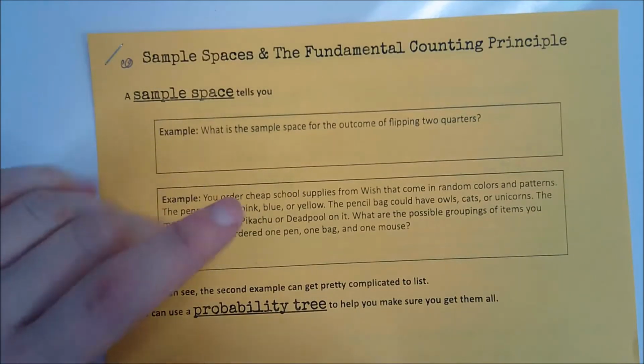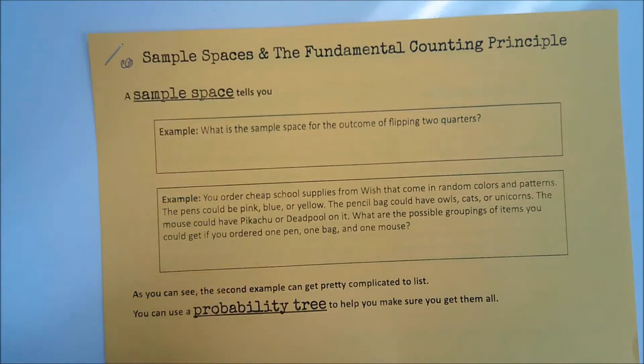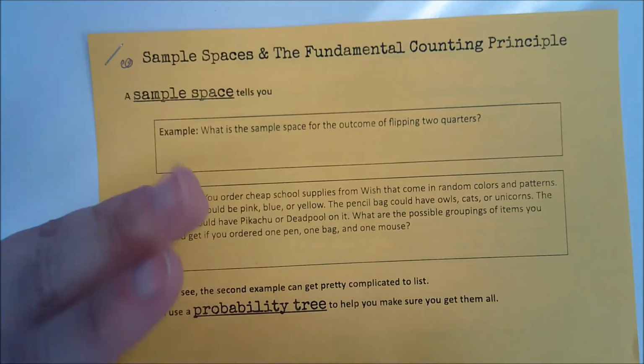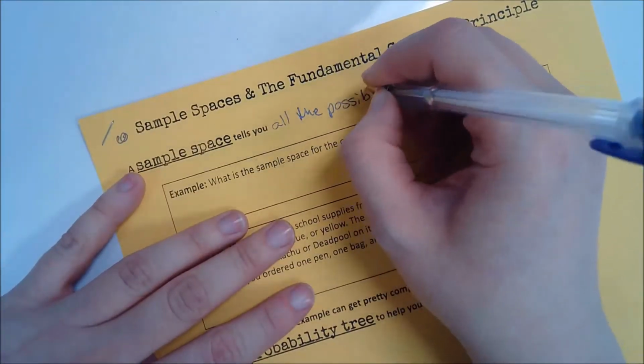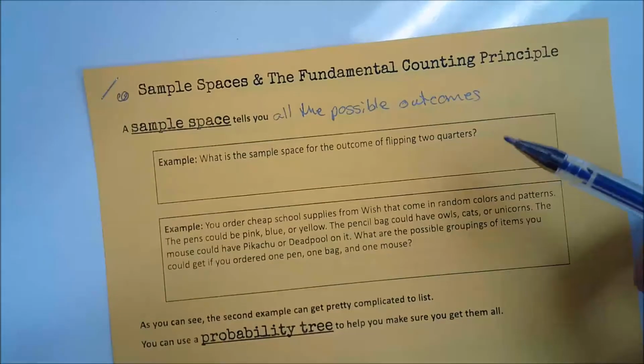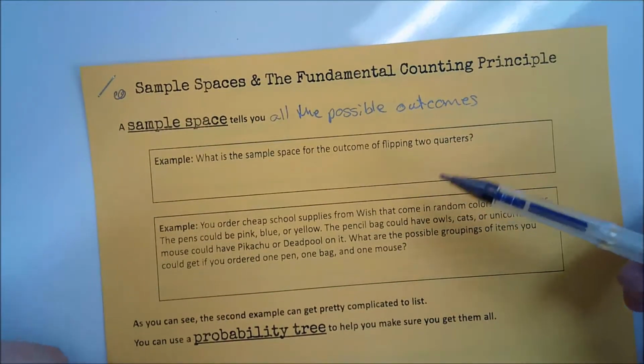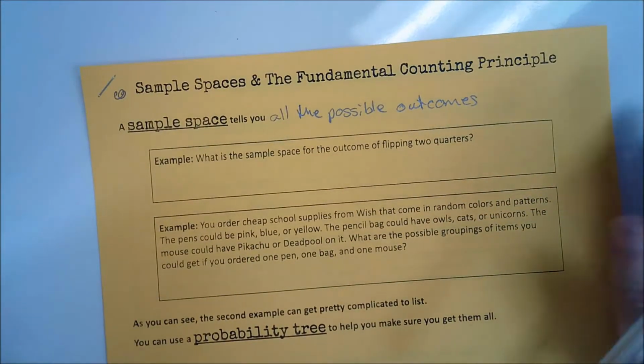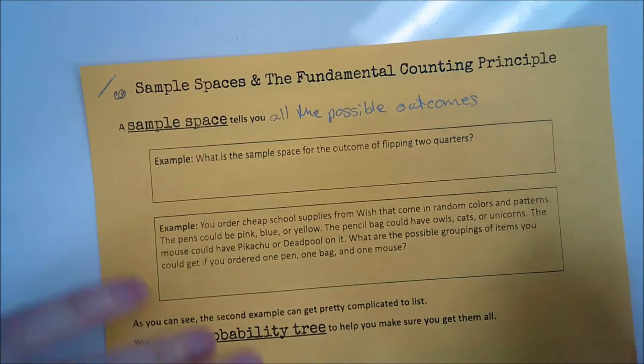So a sample space in probability is something that tells you all the different possibilities there are for a certain random event. So let's jump into a couple of examples. You've probably learned this before. Maybe the last time was in geometry, I would think.